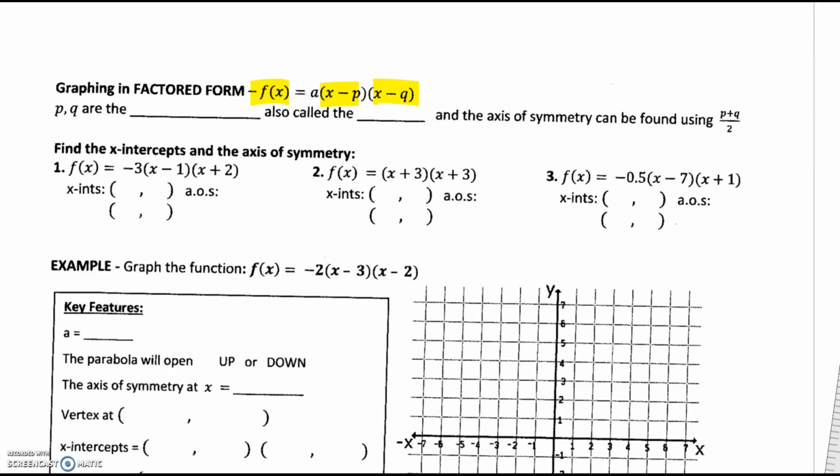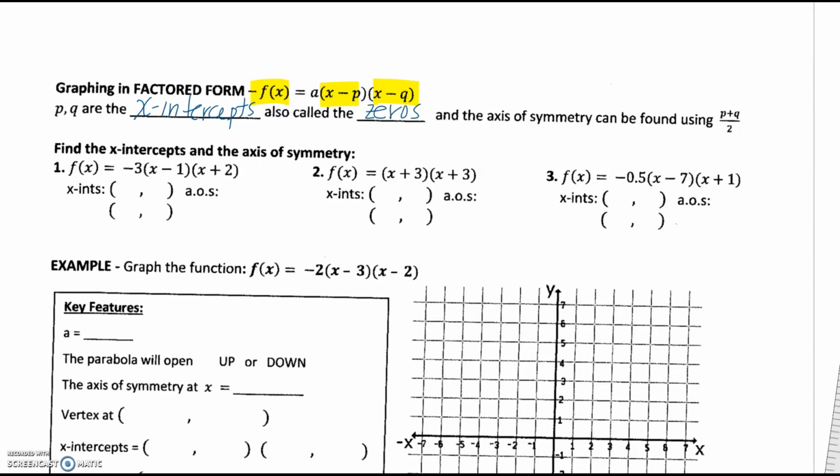This form looks like f of x equals a, again, that's still the same a that determines the direction of the parabola, times the difference of x and p times the difference of x and q. If you notice, that is like taking a quadratic function or equation and factoring it into two binomials. That's exactly what you have there. It's telling you that p and q are the x-intercepts. So this is telling you where it's going to cross the x-axis, okay? It's also called the zeros.